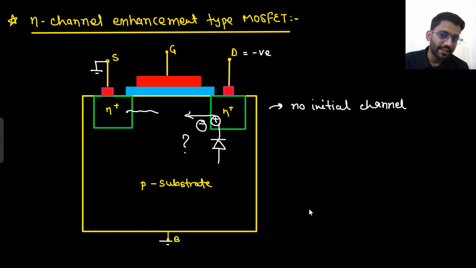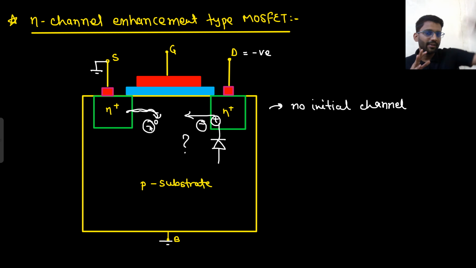Even if this electron is attracted by this electric field, what will happen? In the channel region, there is this P-type substrate. So even if this electron is attracted, it will recombine with a hole. So there is no chance that electrons will reach the drain and current will flow. Even if you have applied positive drain voltage, still there is no current, because the gate potential is 0.